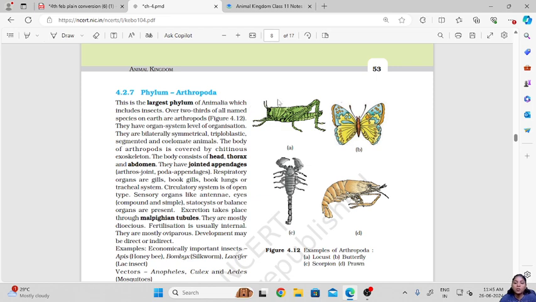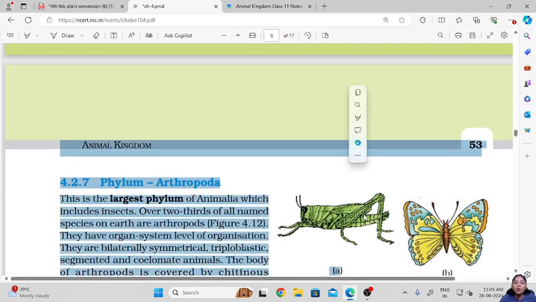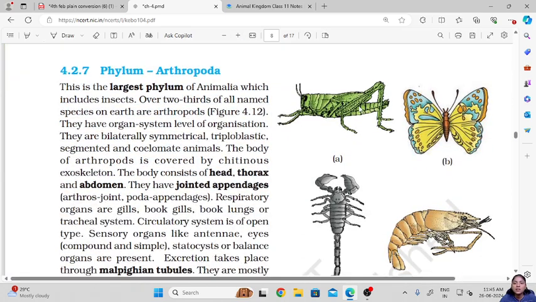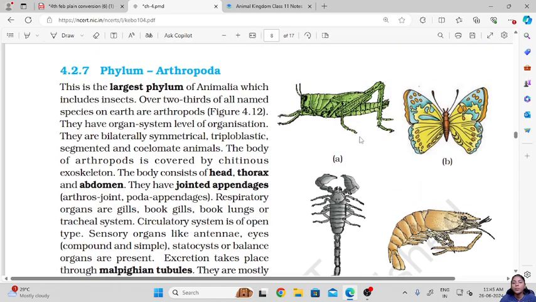First one is locust, then we have butterfly in arthropods, then we have scorpion, and we also have prawns. So we can see over here all these are segmented. So their body is segmented. As we can see, it is divided into segments. And they all have the jointed legs or jointed appendages.